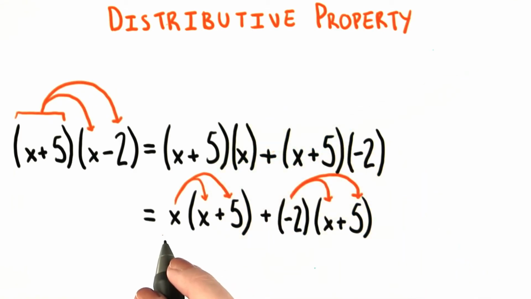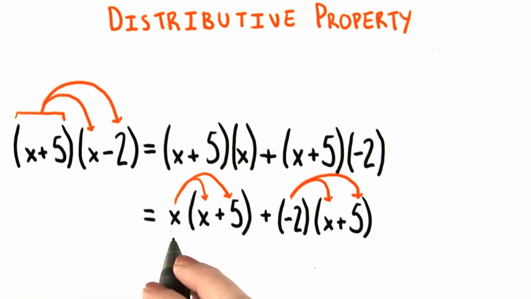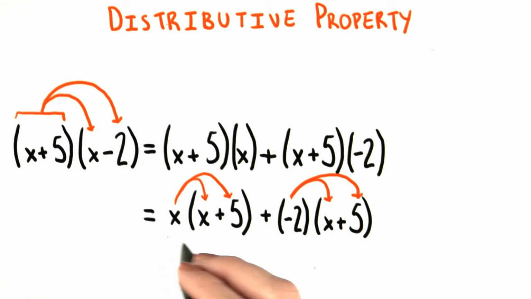So let's take a second and compare what we're doing in this step of the problem to what we did in the very first step. In both cases, we're using the distributive property. We used it the first time so that we could set ourselves up to do it again.